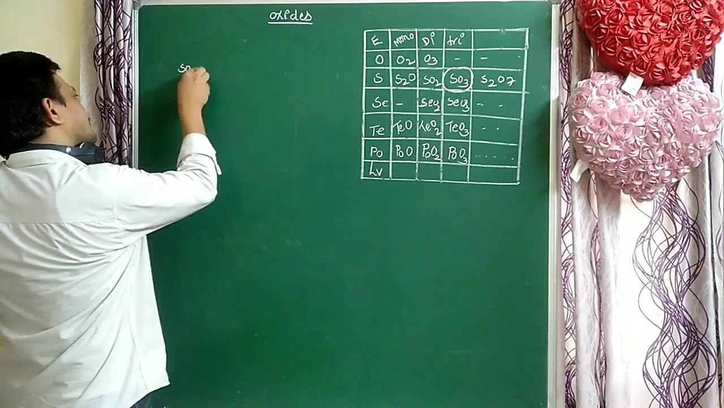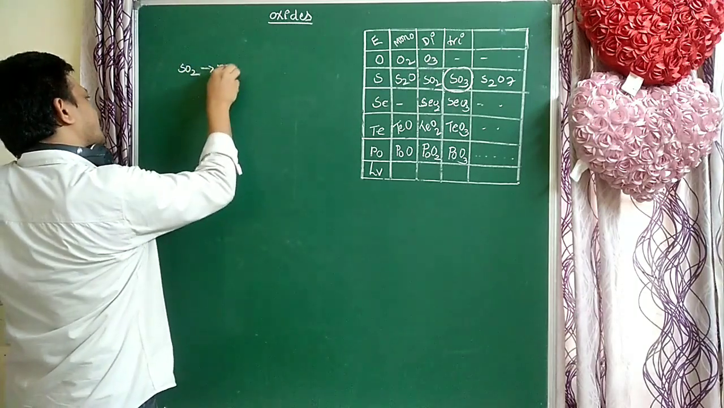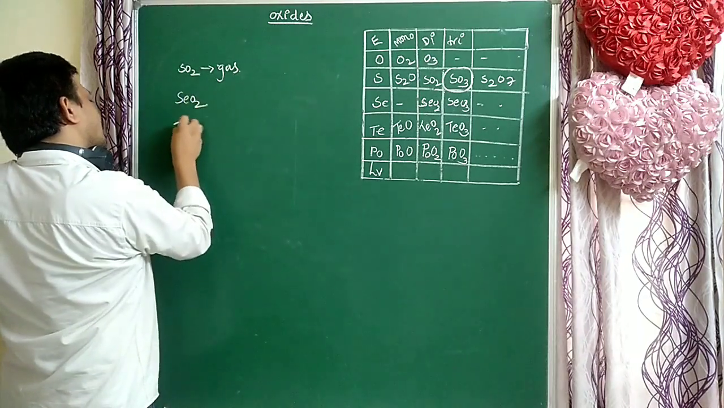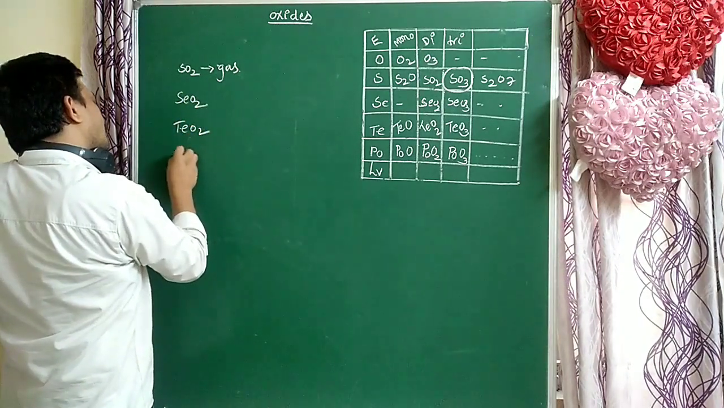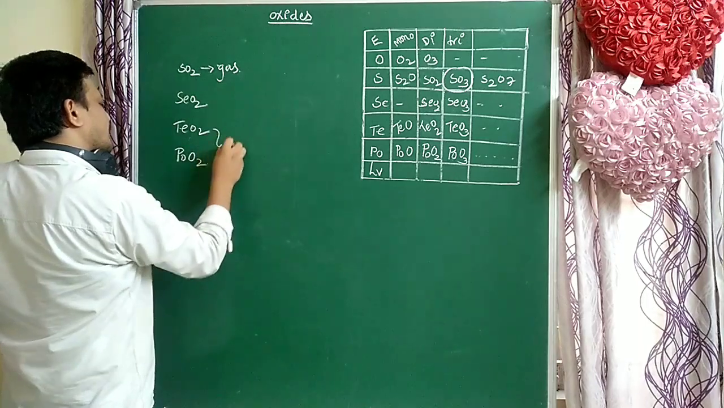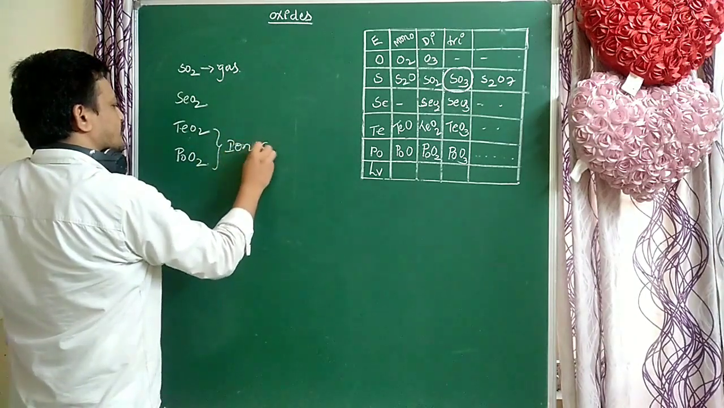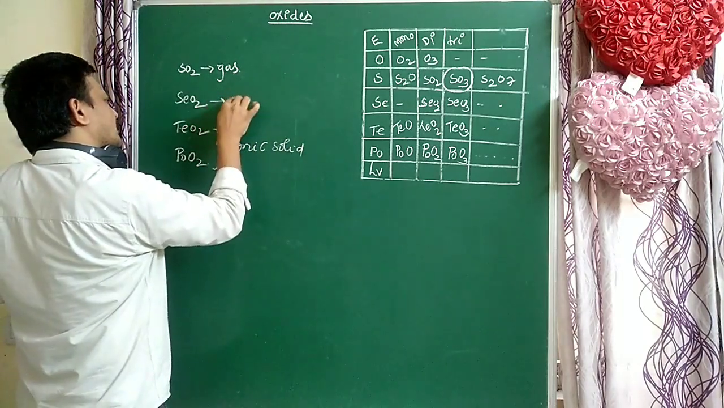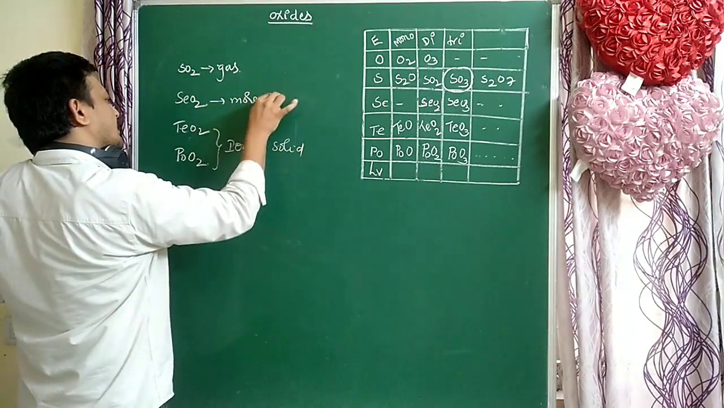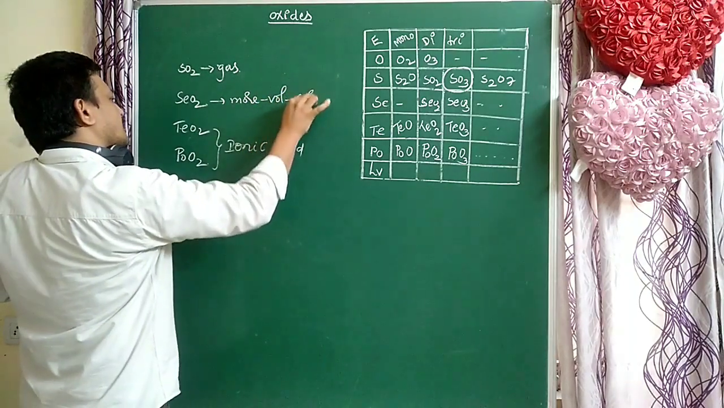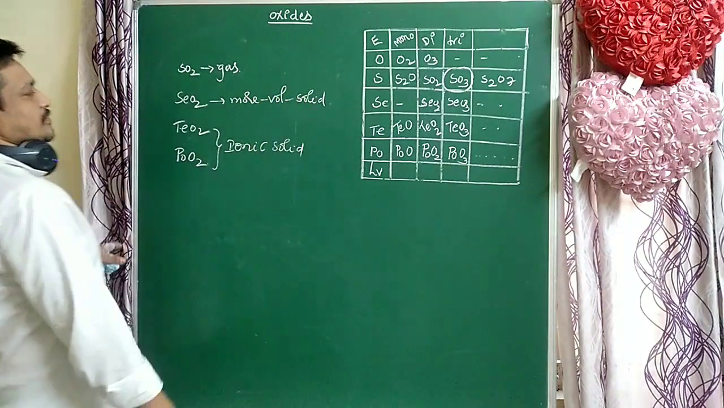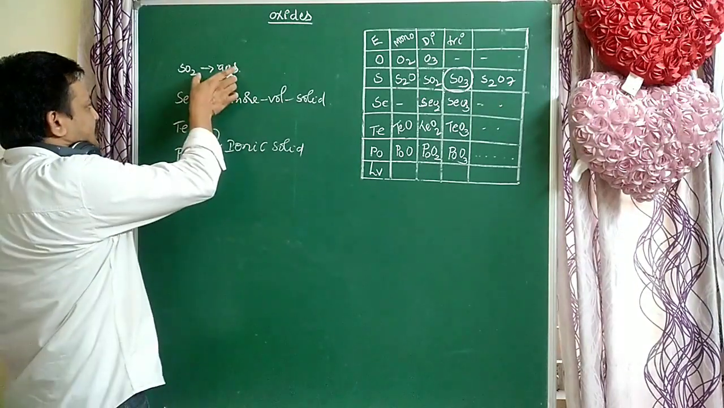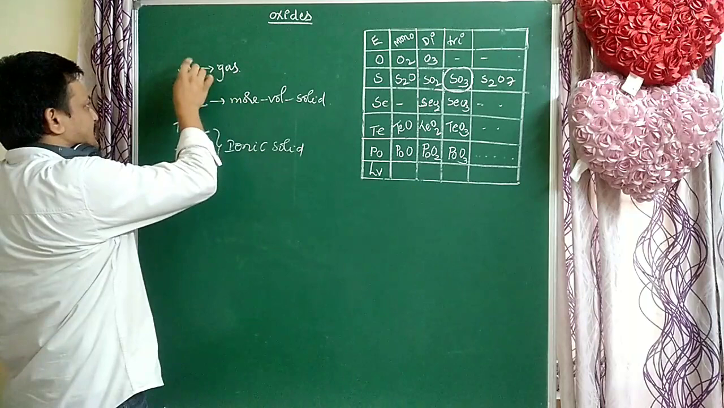So here, the dioxides. SO2 is a gas. SiO2 is a solid. TiO2 is a solid. PoO2 is a solid. These two are ionic solids. And this is the more volatile solid. So in the gas state, SO2 is a gas.